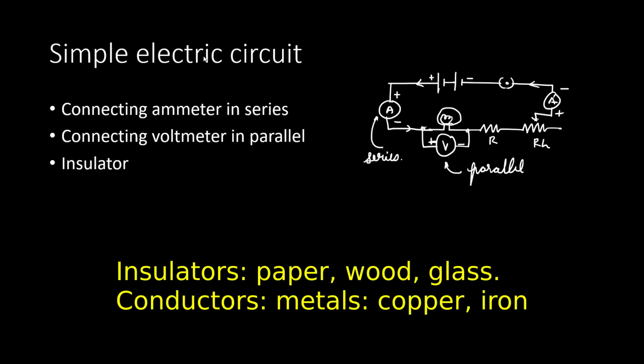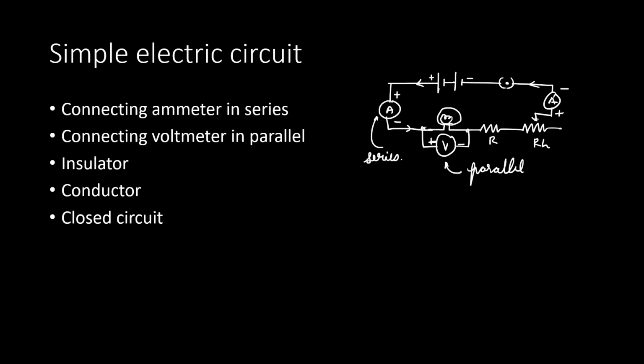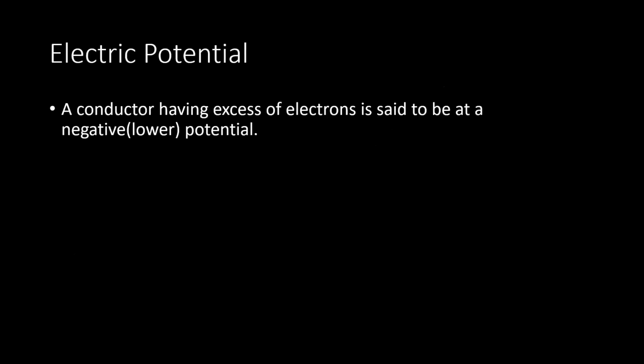Then you have an insulator. Insulator is something which do not allow the current to flow. And then you have a conductor which allows current to flow, which offers less resistance. So those are called as conductors. Closed circuit, I have told you, whenever the circuit is closed, that means current will be allowed to flow. And when there is a gap in the circuit, current will not be permitted to flow. So that is called as open circuit.